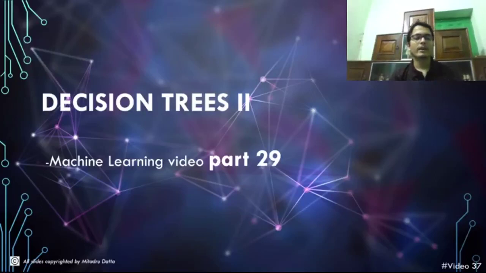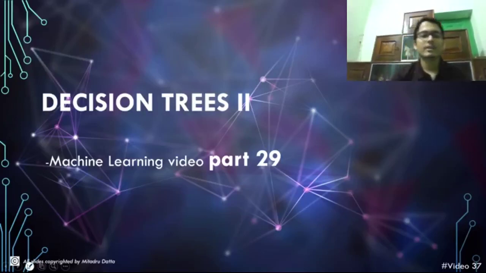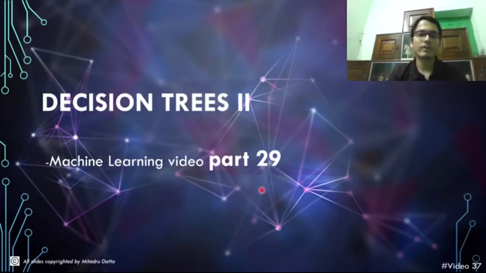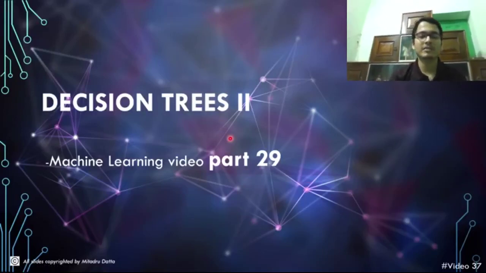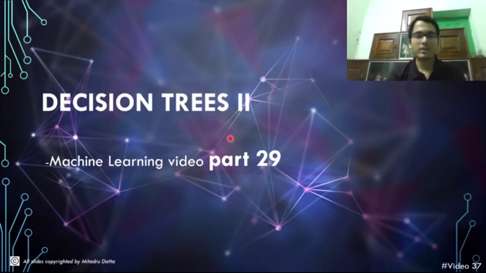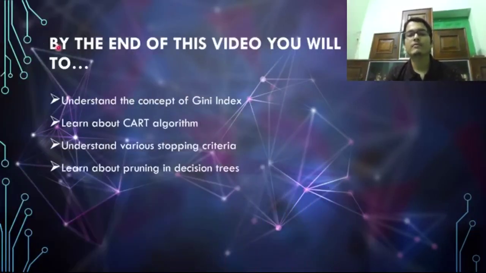Hello everyone. In this video we would basically extend our knowledge on the decision trees, and we would also see how to get rid of the overfitting problem of decision trees about which we talked about in our previous video. So by the end of this video you will be able to understand the concept of Gini index, learn about the CART algorithm, understand various stopping criteria, learn about also pruning in decision trees.